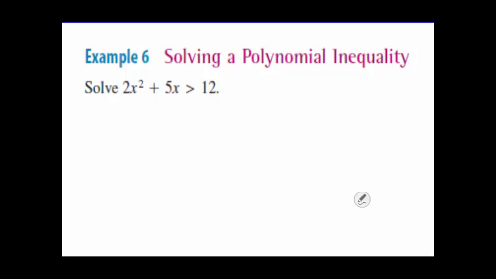Alright, so step 1 is get everything to one side. So I'm going to subtract 12 from both sides. And you guessed it, I'm going to use the box method to factor this. So I'm going to speed up the video for that.